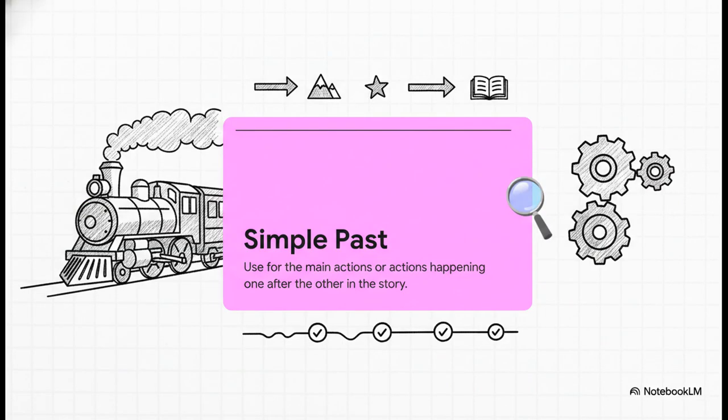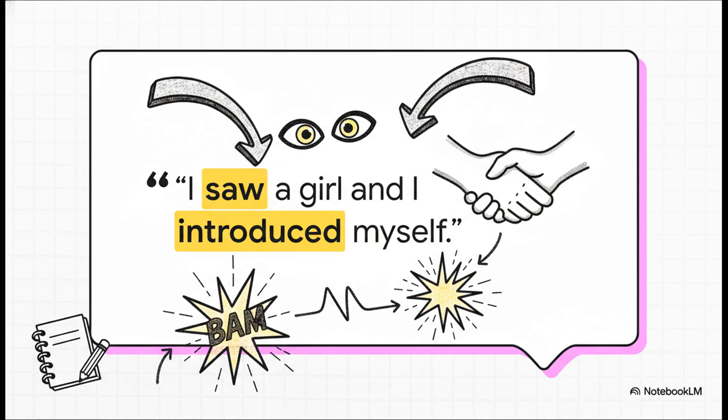All right, now it's time for the action. If the past continuous is the backdrop, then the simple past is the engine. This is the gear you shift into for the main events. It's for the stuff that happens one after the other, the things that actually push your story forward. It's your classic, this happened, and then this happened, and then this happened. And just look at this example. Bam, I saw a girl. Bam, I introduced myself. 2 quick, clean actions. Can you feel how that just shoves the story forward? We've gone from this lazy, atmospheric scene to a super specific, critical moment. The story is officially moving now.